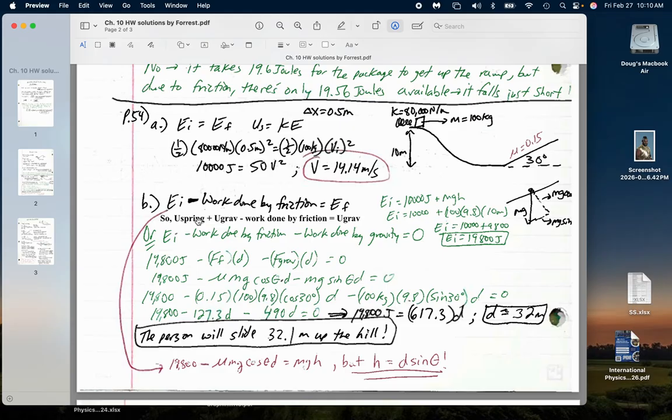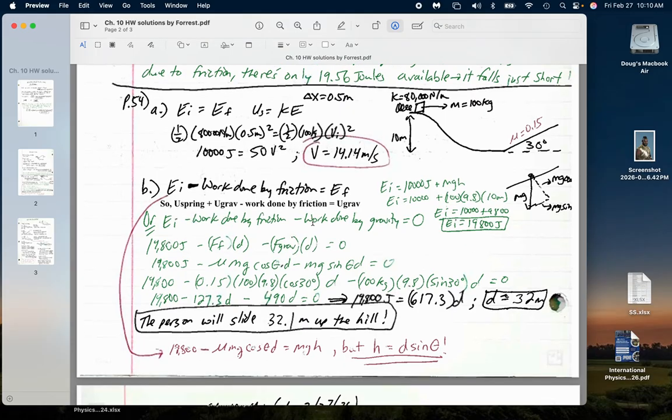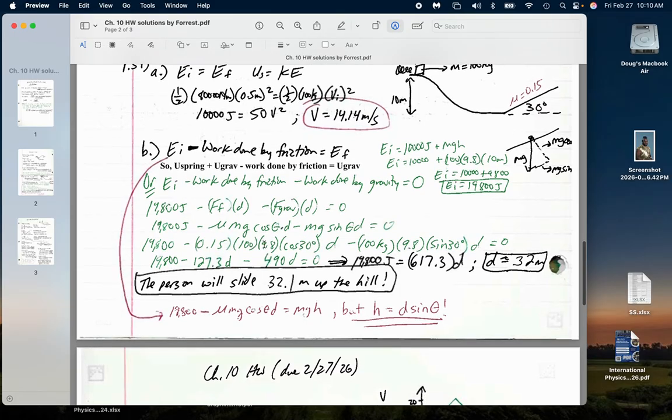So that goes with the black writing up here. I did this. So essentially, my initial energy was 19,800 because it's spring energy plus gravitational energy. I lose energy due to friction acting downhill. I lose energy to the parallel component of gravity acting downhill. So I subtract those off.